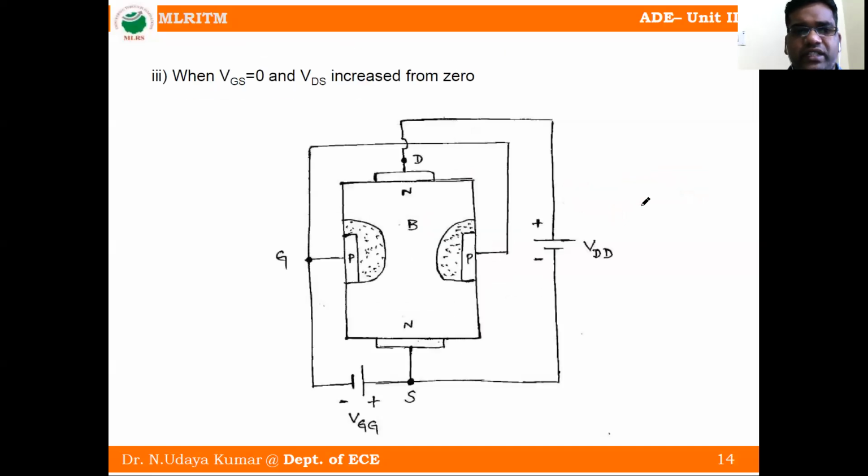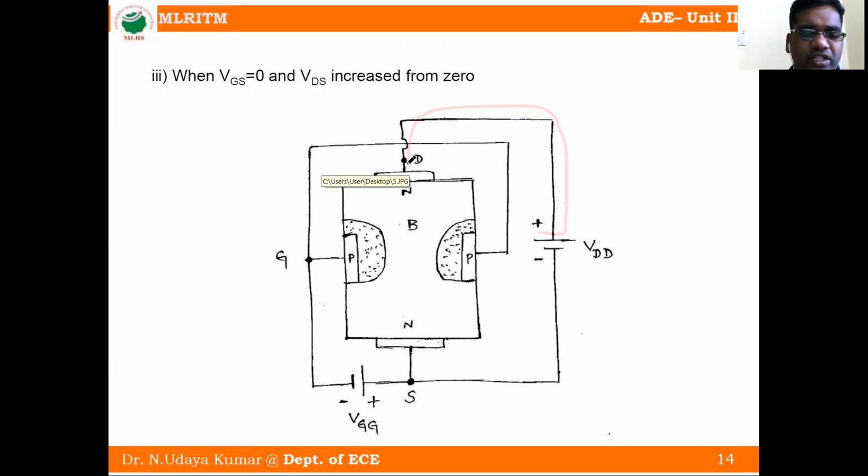Next we will see the third condition, when VGS is equal to 0 and VDS is increased from 0. Here also we will see the same thing. The drain is positive with respect to the source, because the positive terminal is connected to the drain. VGS is equal to 0.